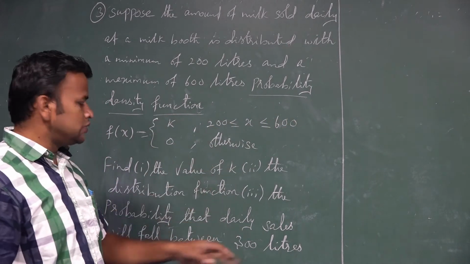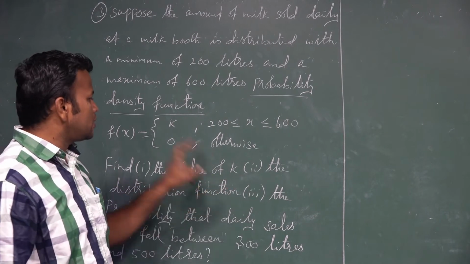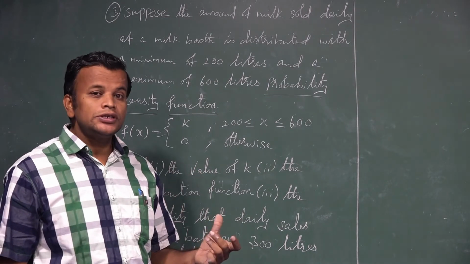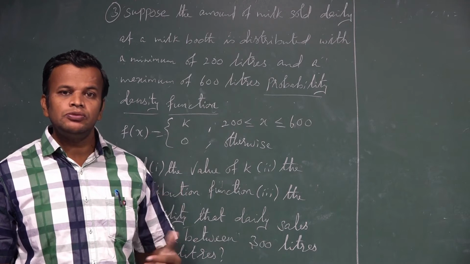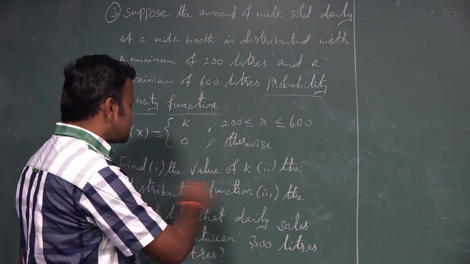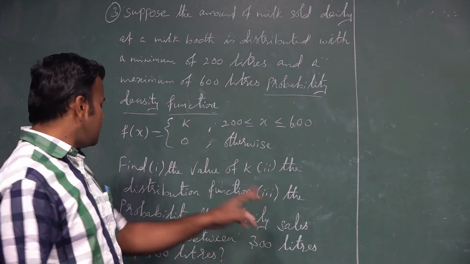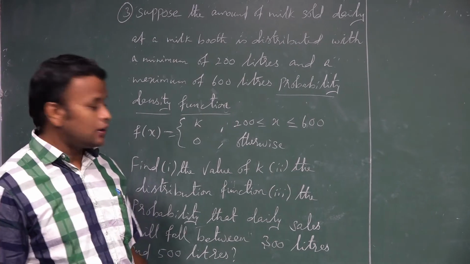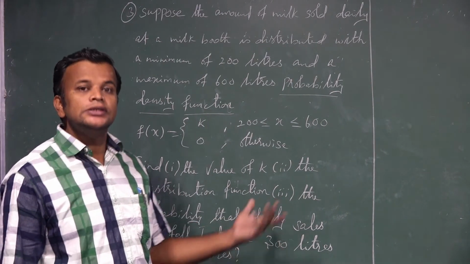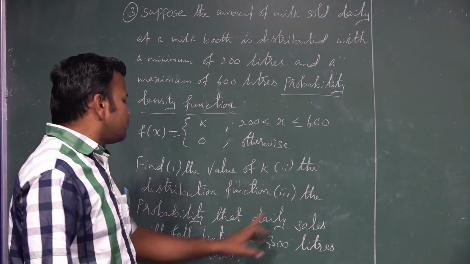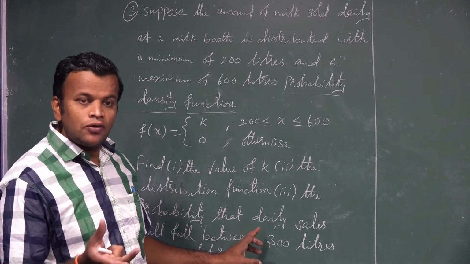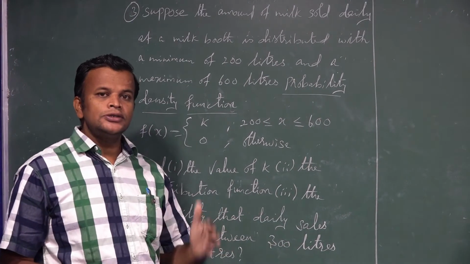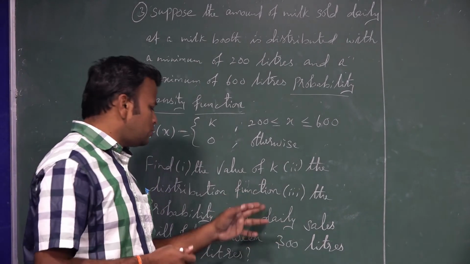Then there will be 3 questions. The first one is to find the value of k, the unknown value k. Next, the distribution function. The distribution function, other name is the cumulative distribution function. In shortcut form we say it is a distribution function also. And third one, the probability that daily sales will fall between 300 liters and 500 liters. All are given in words, convert it into symbols. The third one, to find probability, so P of the sales will fall between 300 and 500, between. So 300 to 500, in between, to find the probability value.